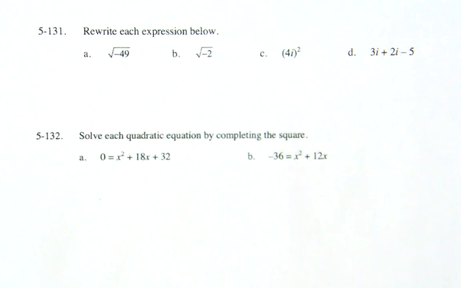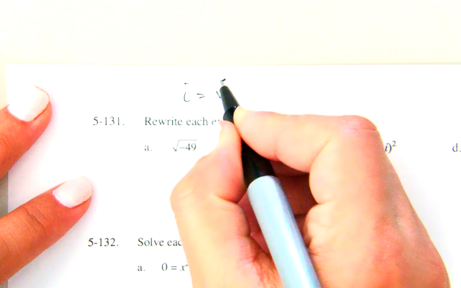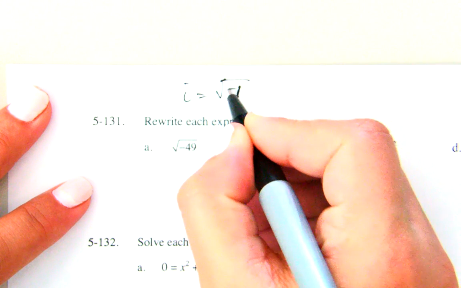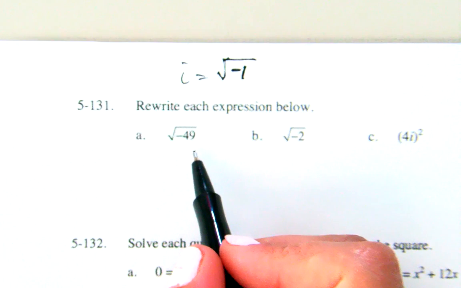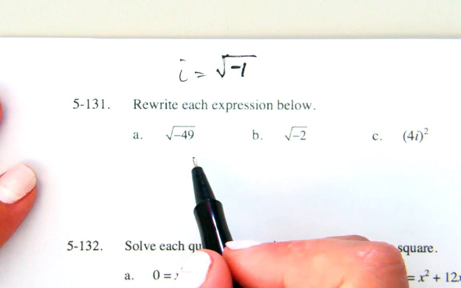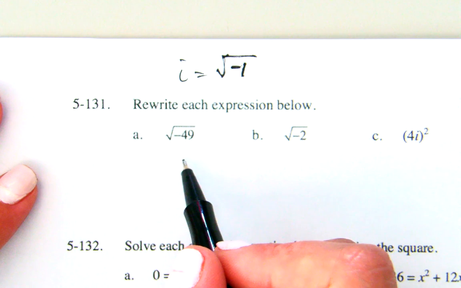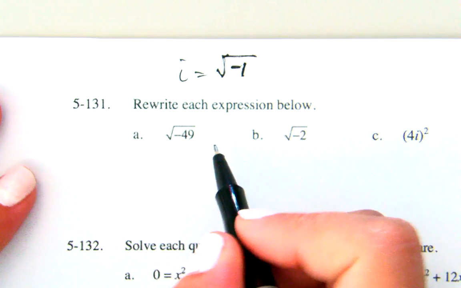So what we did in class is we figured out that the value of i has the property of being the square root of -1. Okay, well, I'm going to split this up. So rewrite each expression below with what they really should have said, as a positive. Well, they should have just said using i. That's really what they should have said, because I can rewrite this in different ways.